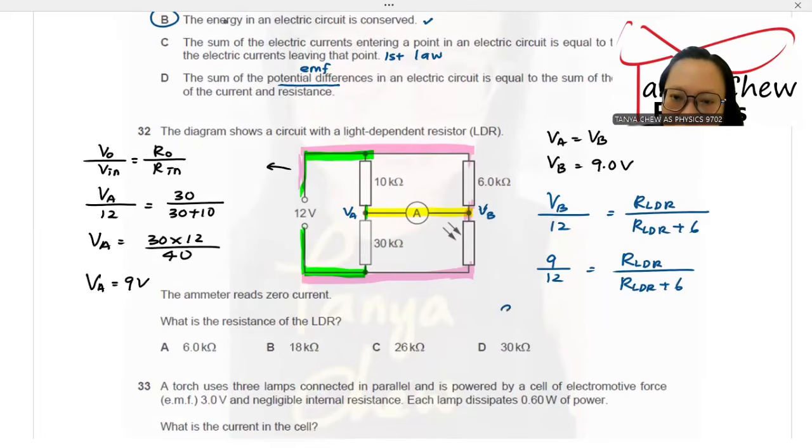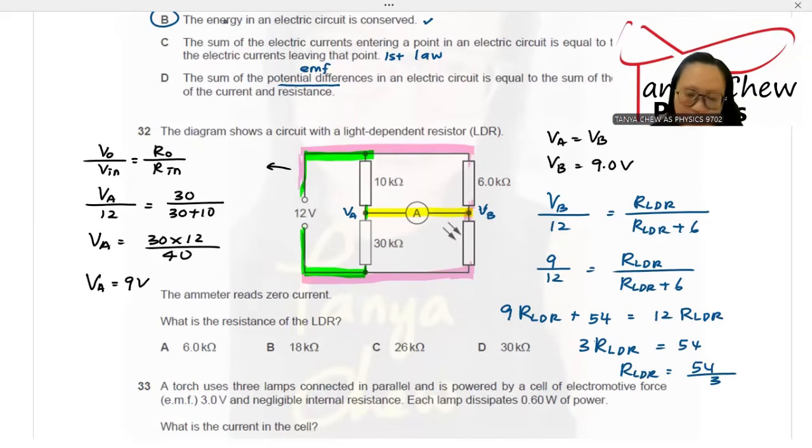Cross multiply: 9 RLDR plus 54 equals 12 RLDR. So move RLDR to the other side, you get 3 times the resistance of LDR is equal to 54. Resistance of LDR is equal to 54 divided by 3, so you get 18 kilo ohm. B is the answer.